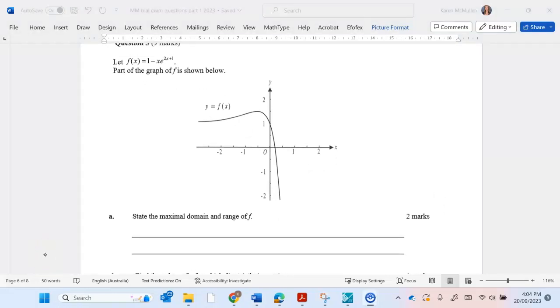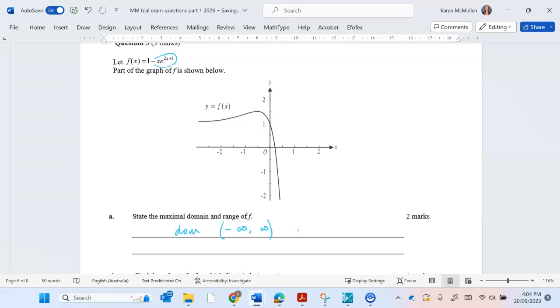From the graph it doesn't appear that there are any restrictions on x, or any horizontal asymptotes. You could also think of it as a composite function, but your domain is basically any real value, so we're going from negative infinity to infinity. Just make sure you use curved brackets when you're working with infinity.